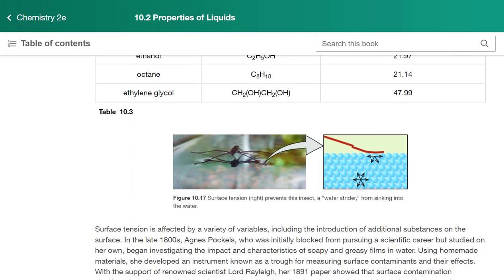And here's a picture of one of those bugs walking on the water. And again, you can see because of the difference between the inside water molecules and the water molecules on the surface, it is able to, even though it might have a greater density than the water right here, support itself because of that little bit of difference.